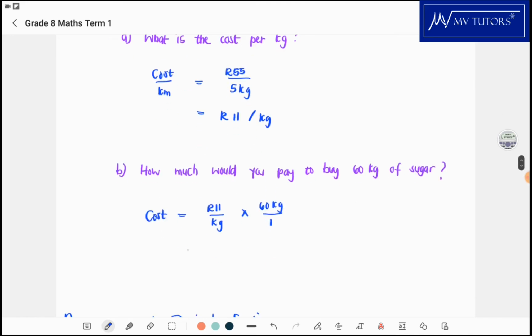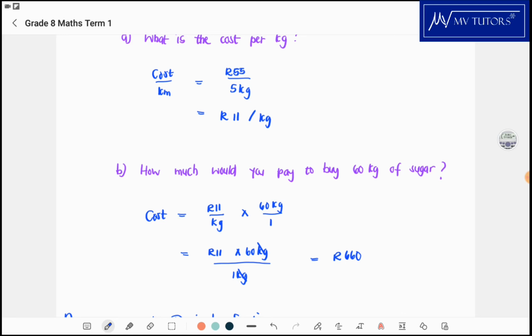So if we put it all under one big fraction line, you have 11 rand times 60 kilograms divided by the 1 kilogram. So the kilograms cancel each other. Kilogram divided by kilogram is just 1. And then 11 times 60. I'm just going to check. So 6 times 11 is 66. Multiplied by 10, it should be 660. So that is the cost.